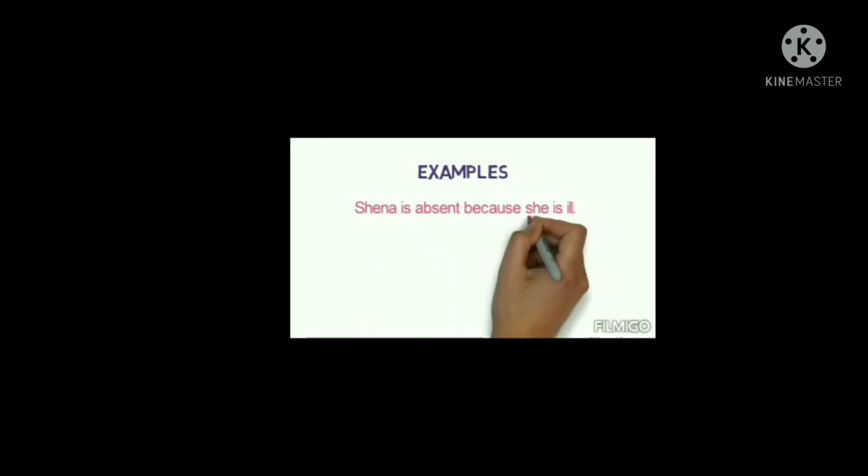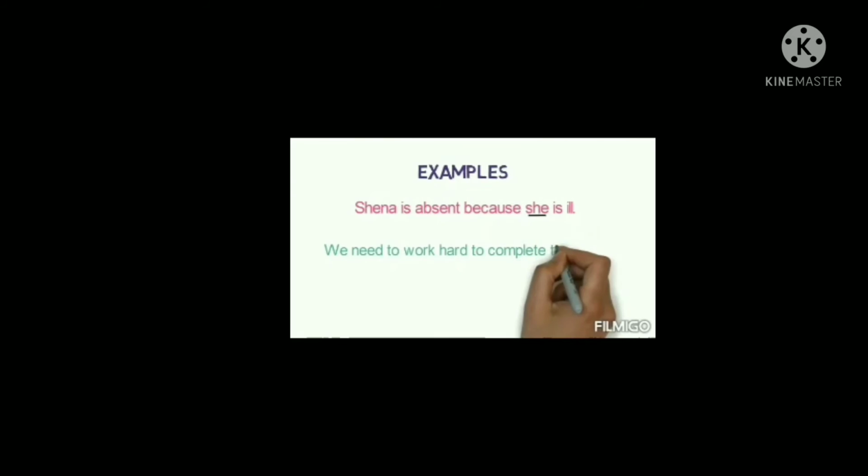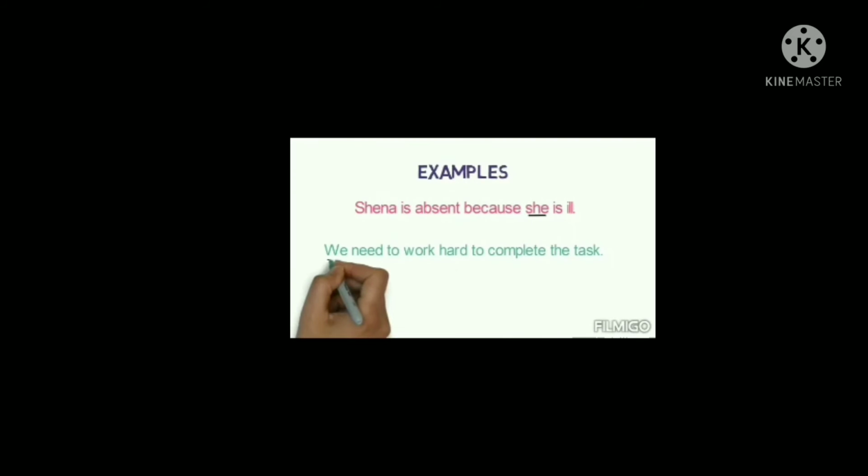Let's move towards the examples where pronouns are used in a sentence. Sheena is absent because she is ill. In the sentence, she is a pronoun which is used instead of Sheena. We need to work hard to complete the task. Here, we is a pronoun. Our next example is, you are good at your studies. Here, you and your are pronouns.